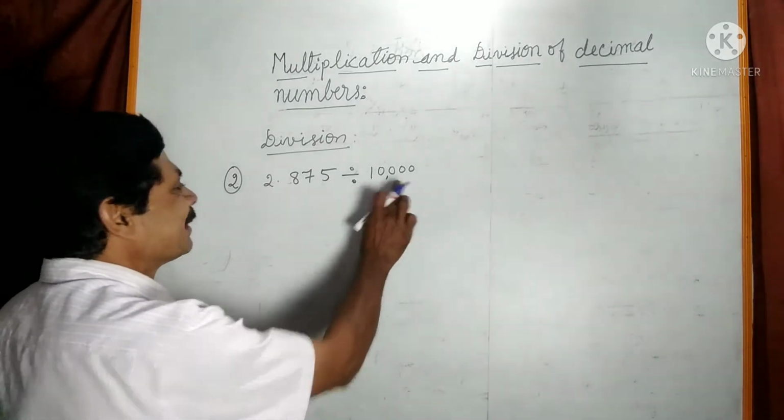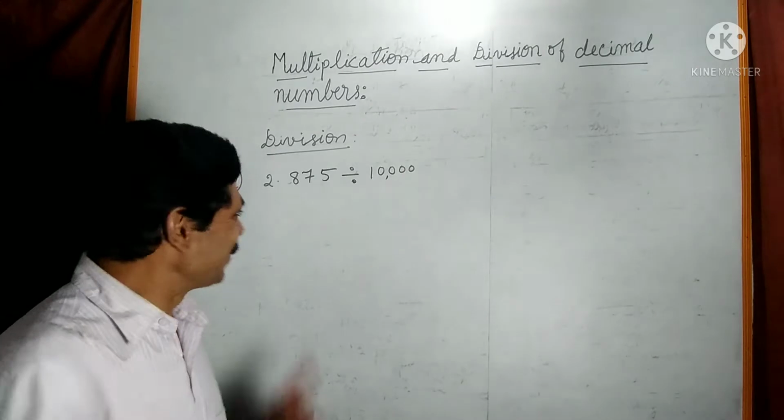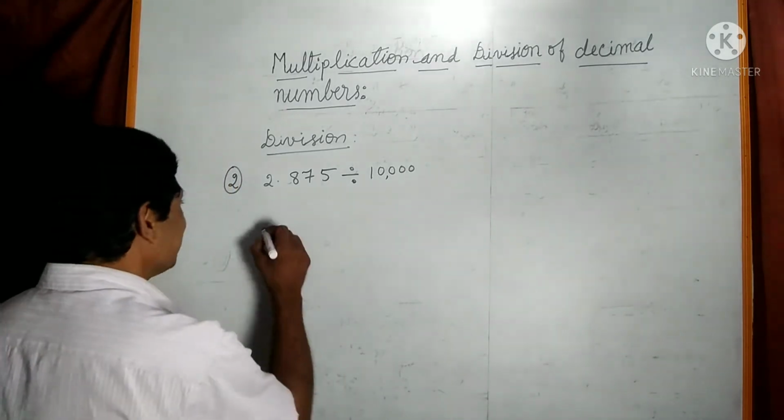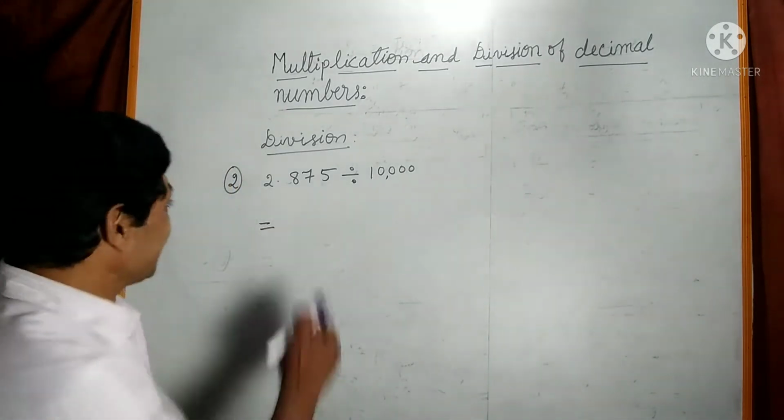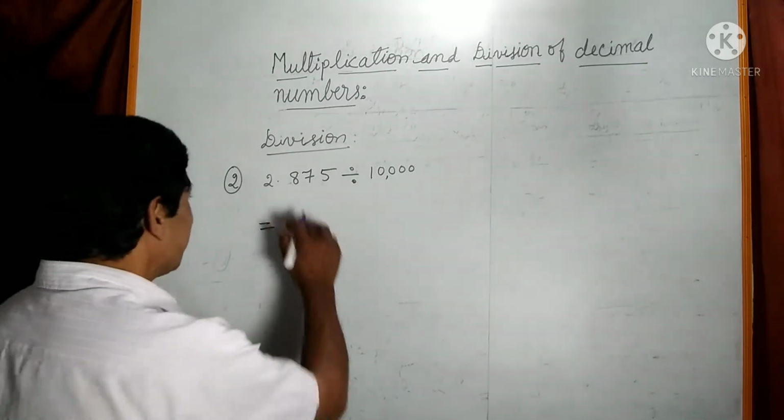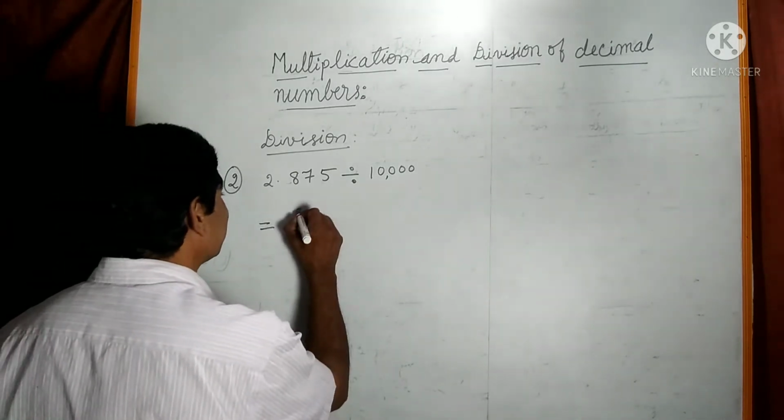2.875 divided by 10,000. How will we perform this? In the usual way, we will remove the decimal point and we will write 2875.